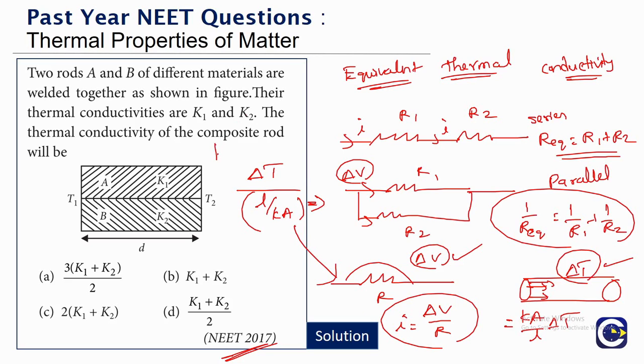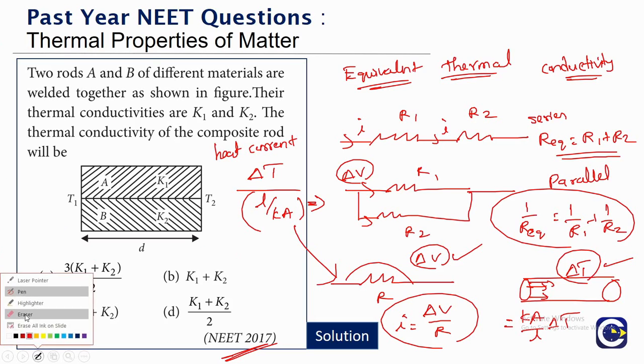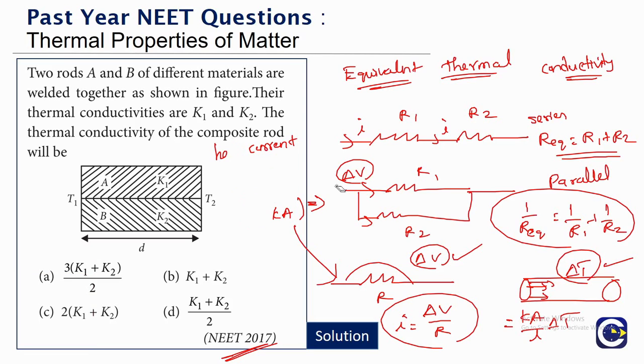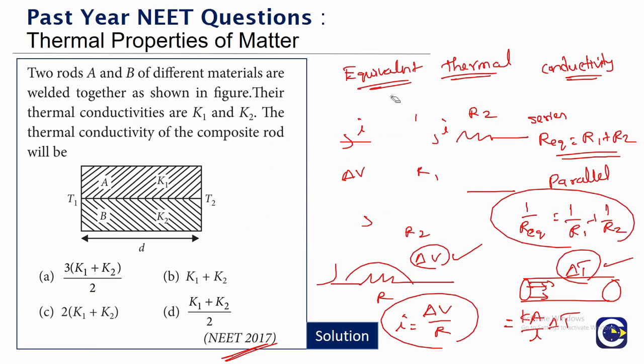So heat current means the amount of heat flowing per given time. Heat current is equal to temperature difference by thermal resistance. Now the slabs can also be connected in series or parallel.